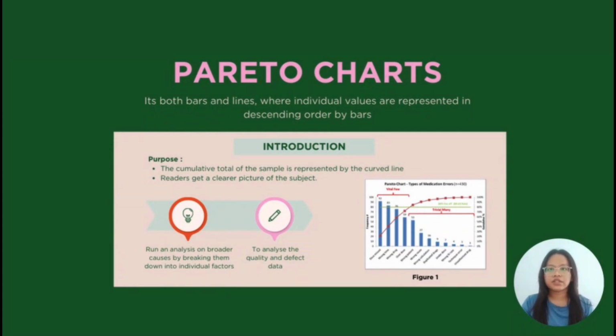Pareto chart contains both bars and lines, where individual values are represented in descending order by bars. The cumulative total of the sample is represented by the curved line. Pareto chart is used to identify areas to focus on first in process improvement. The significance is that it runs an analysis on broader causes by breaking them down into individual factors, and also to analyze the quality and defect data.